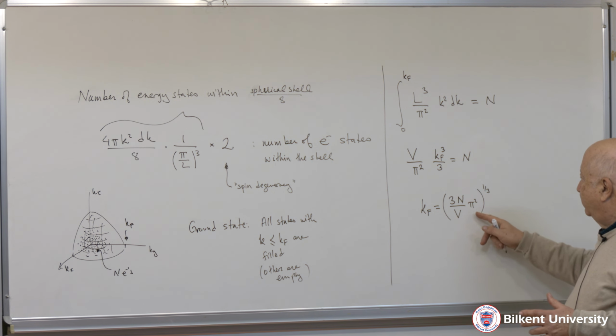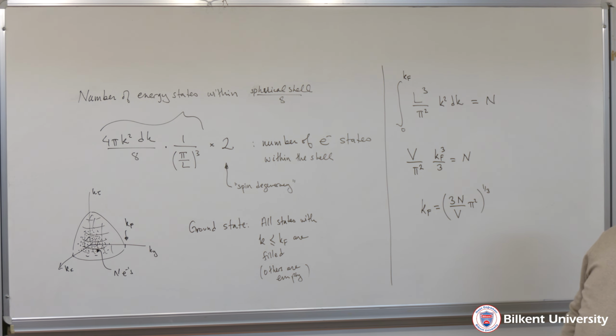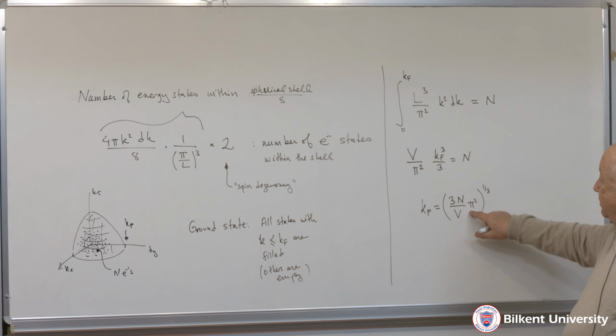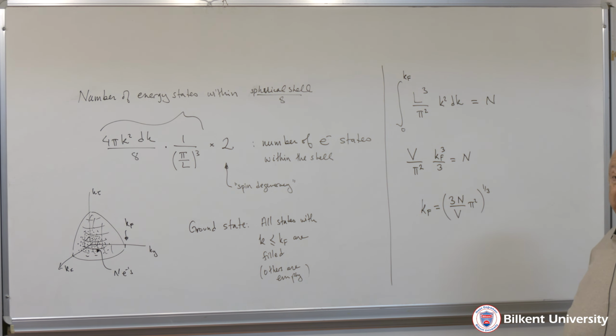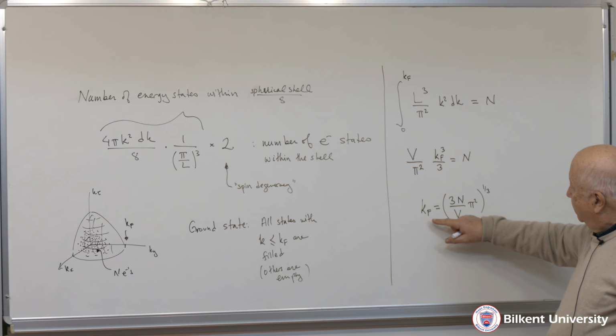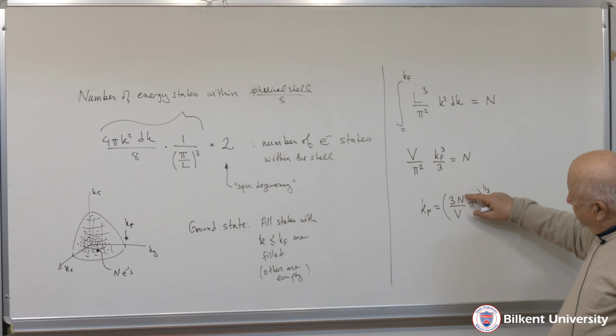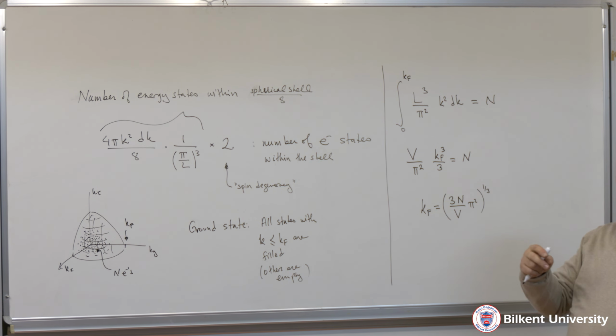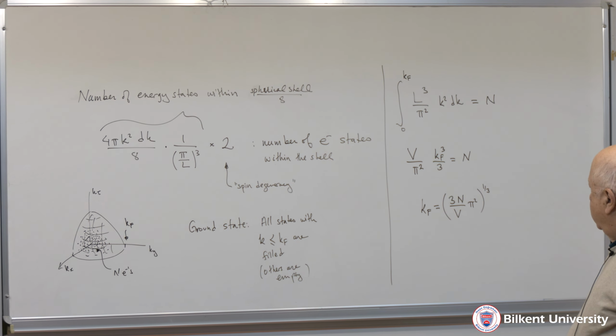Obviously there are the factors 3 and pi and whatever. But if you take pi to be approximately equal to 3, then this is 3 cubed, so it comes out of the cube root as 3. So kF becomes something like the cube root of the volume per particle. That gives you 1 over distance, which are the units of k. And then you have a factor 3, which is sort of correcting it. So that gives you an idea about what kF is.